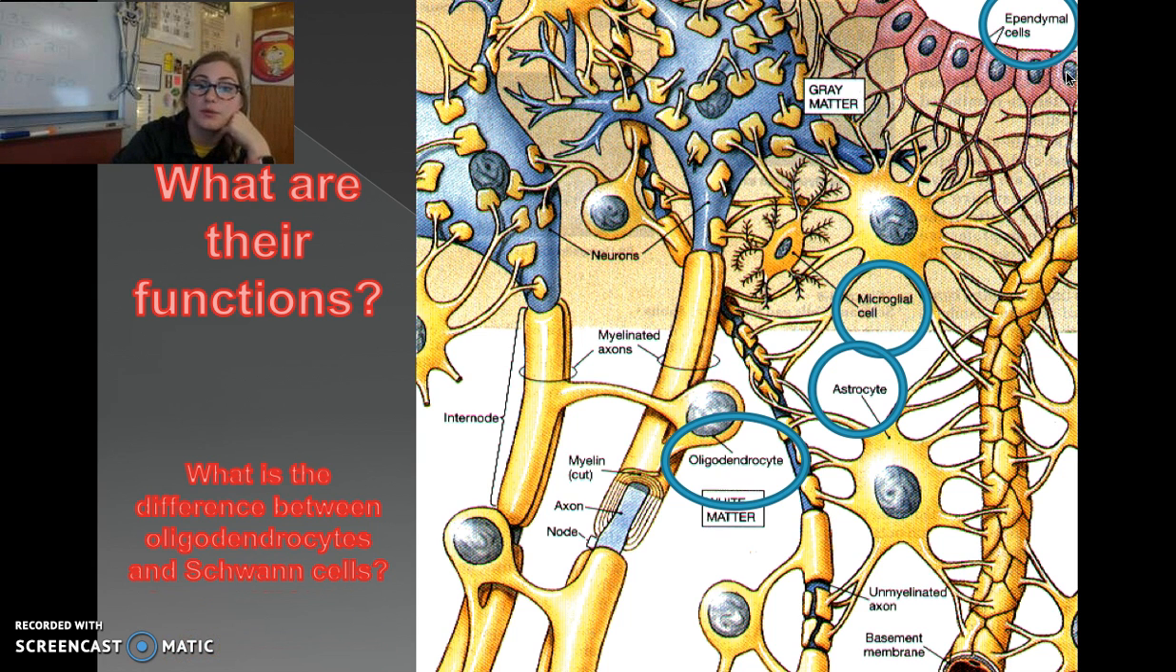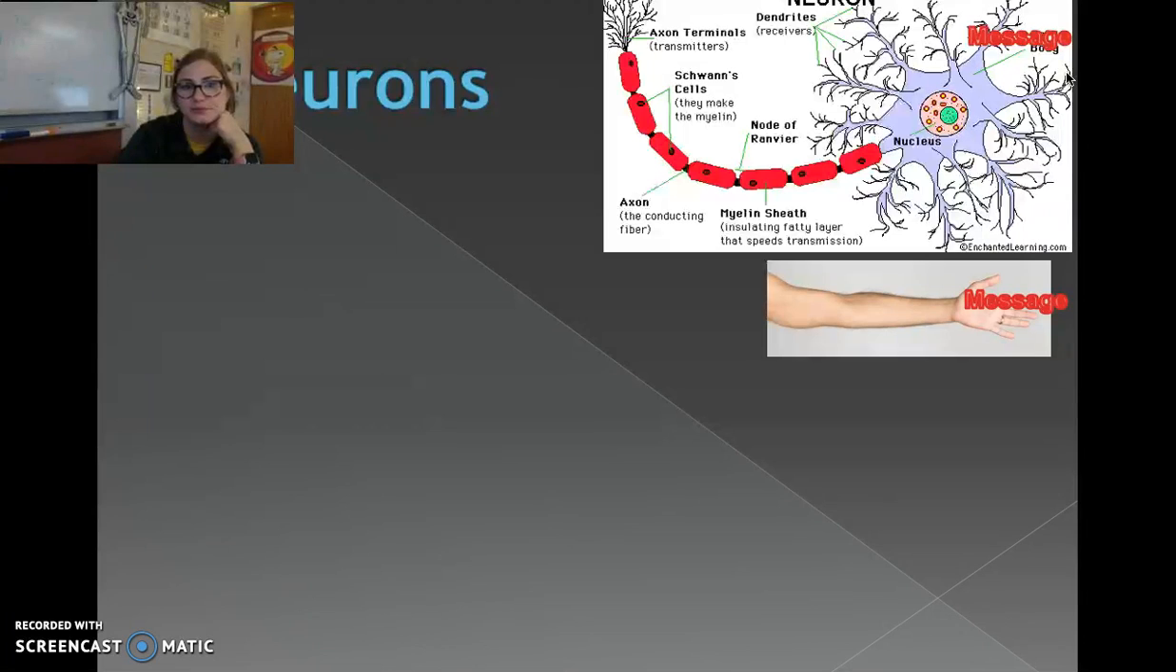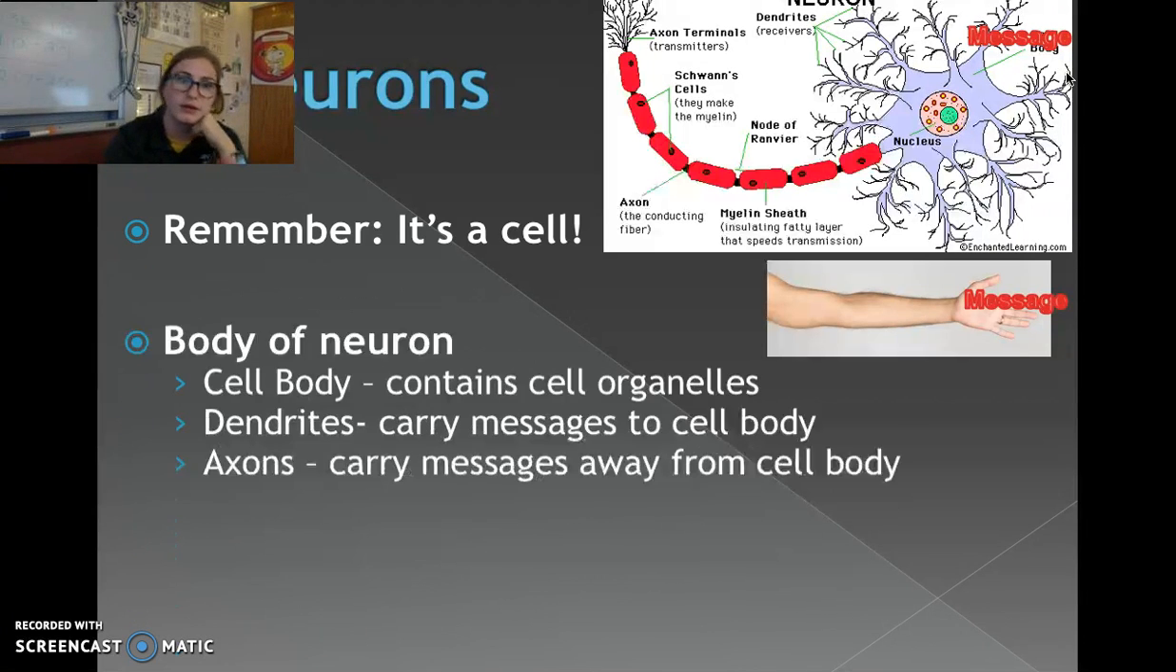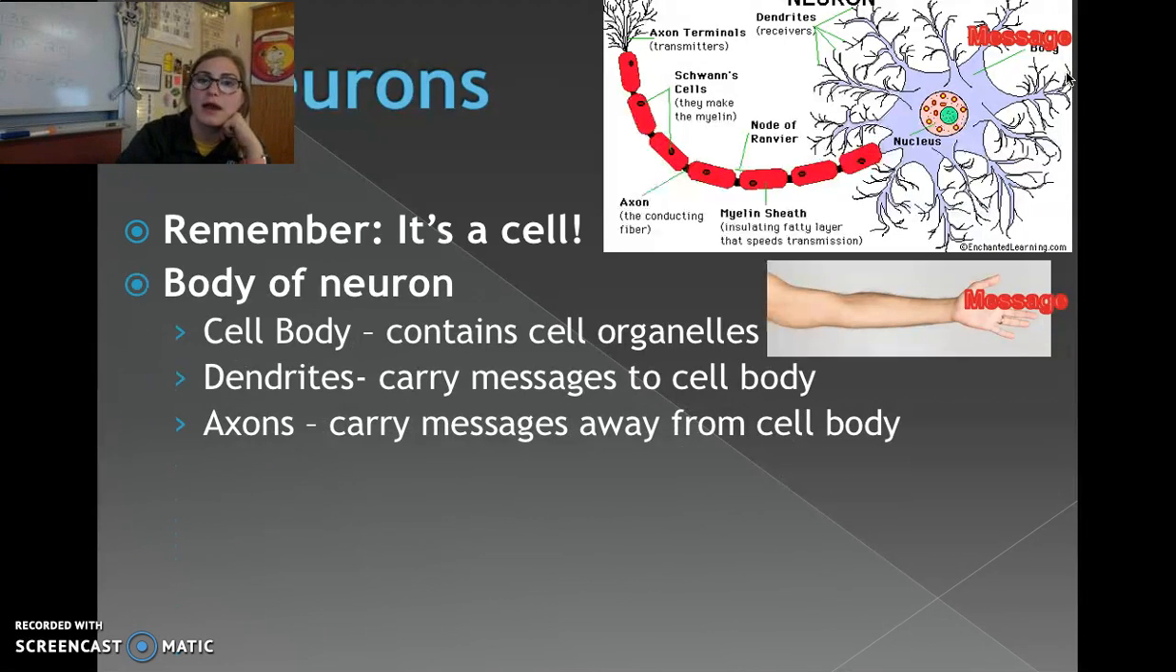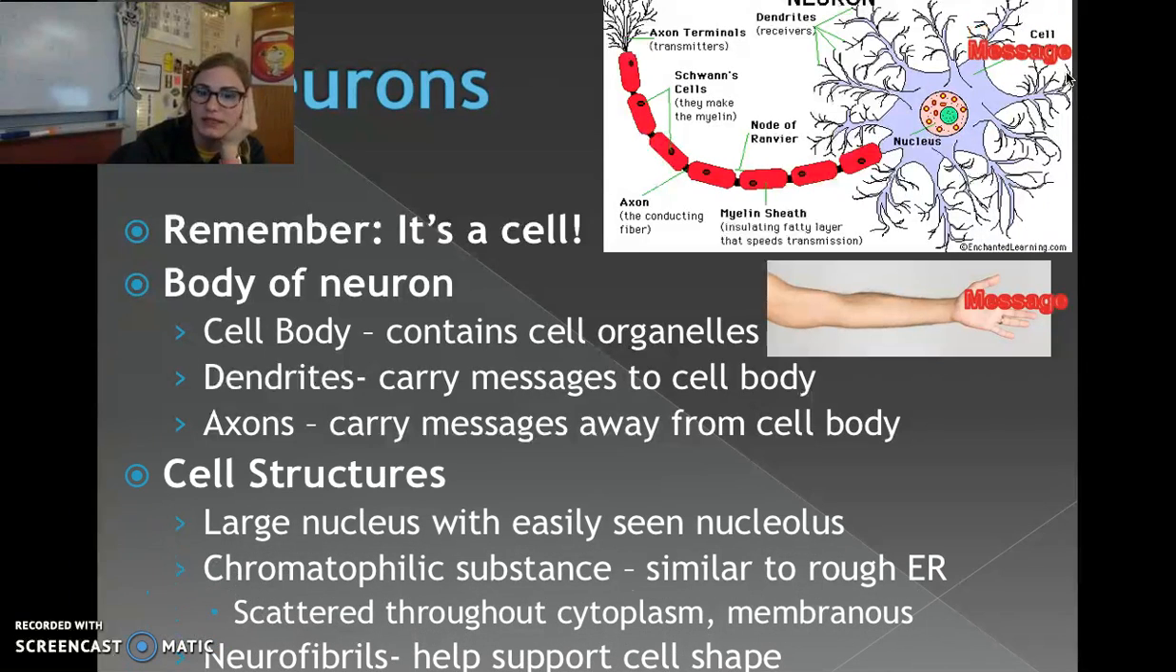Okay, so what is the big difference between oligodendrocytes and Schwann cells? Go ahead and pause and think. All right, one of the biggest differences, oligodendrocytes are found in the central nervous system, Schwann cells are found in the peripheral, and Schwann cells can grow back, whereas oligodendrocytes, they cannot. Okay, so now we are looking at a neuron. I already talked about how a neuron is very similar to an arm, and yes, my graphics are on point here. Look at that, yes, good.